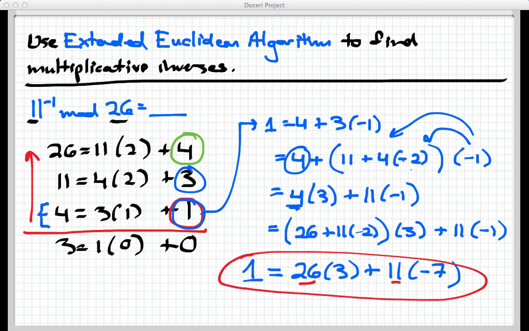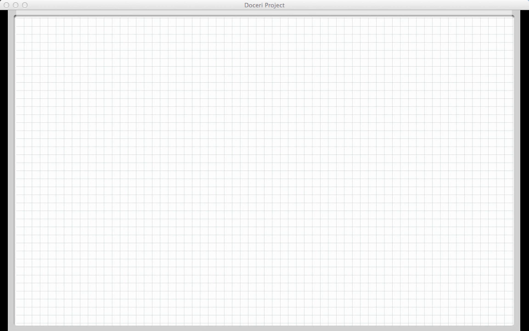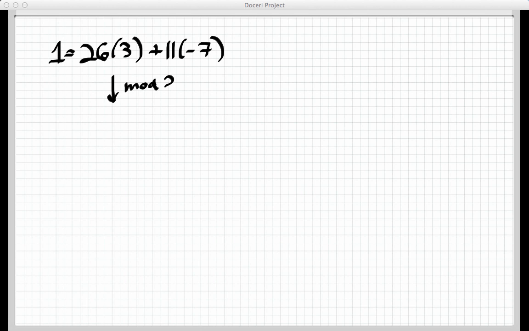I'm just going to put this on another slide. Here we go. So I just discovered that 1 is equal to 26 times 3 plus 11 times negative 7. Now that's an ordinary integer equation. What happens if I reduce both sides of this equation mod 26? That is, I'm going to divide all of the numbers here by 26 and keep the remainder. If I divide 1 by 26, that goes 0 times, and I have a remainder of 1.